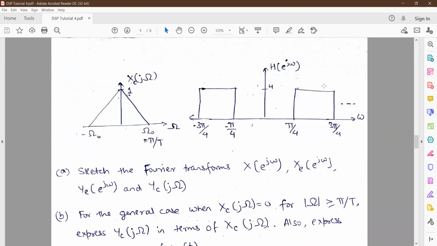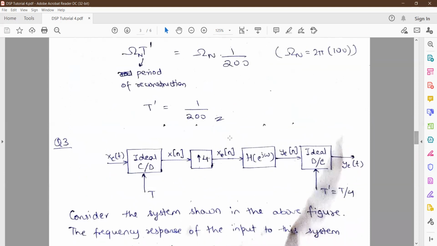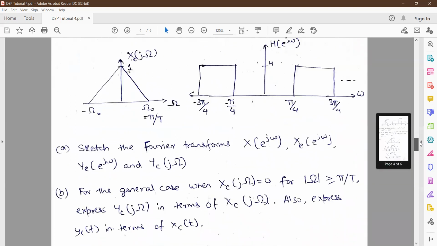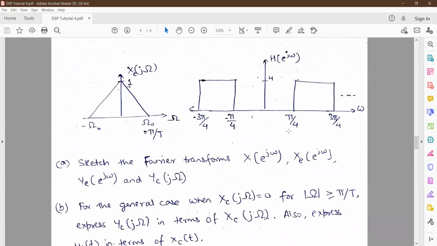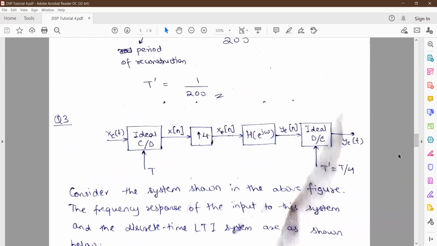So this impulse response corresponds to this block over here, H(e^jω). It has a frequency response that looks like this. First of all, in the first part, we are asked to sketch the Fourier transform of x[n], x_e, y_e, and y_c. So let's first do this.